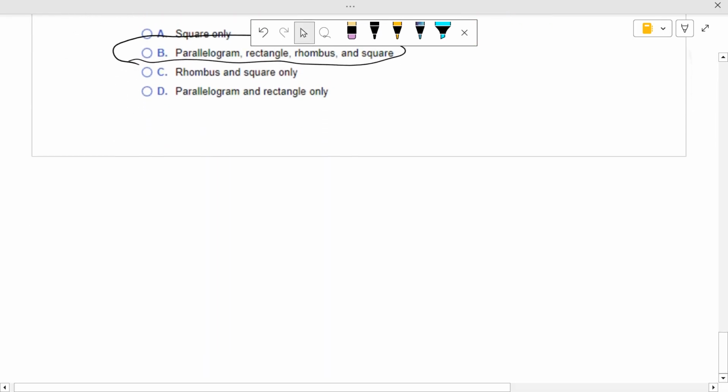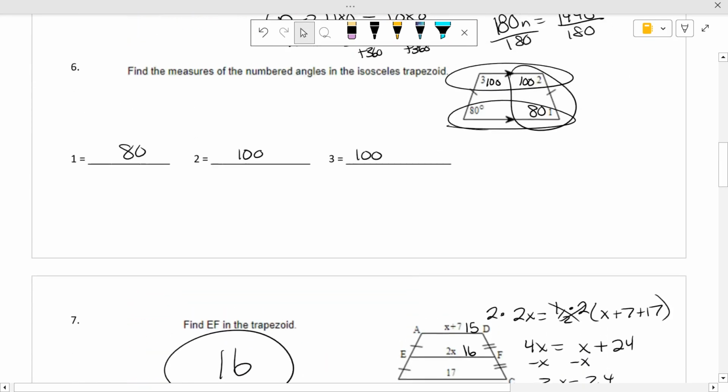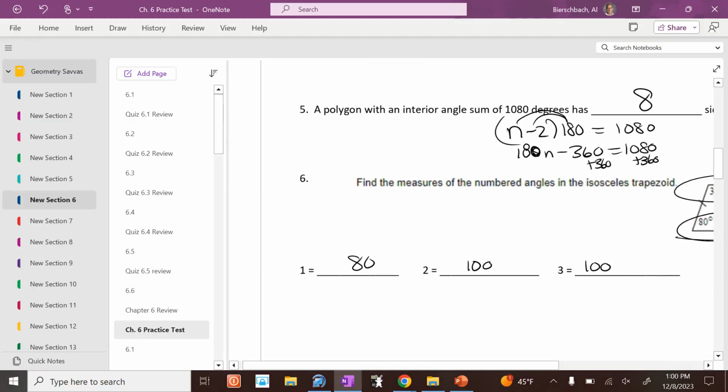Okay? That must be it, right? That's what you'll see on your test. Okay, there we go.